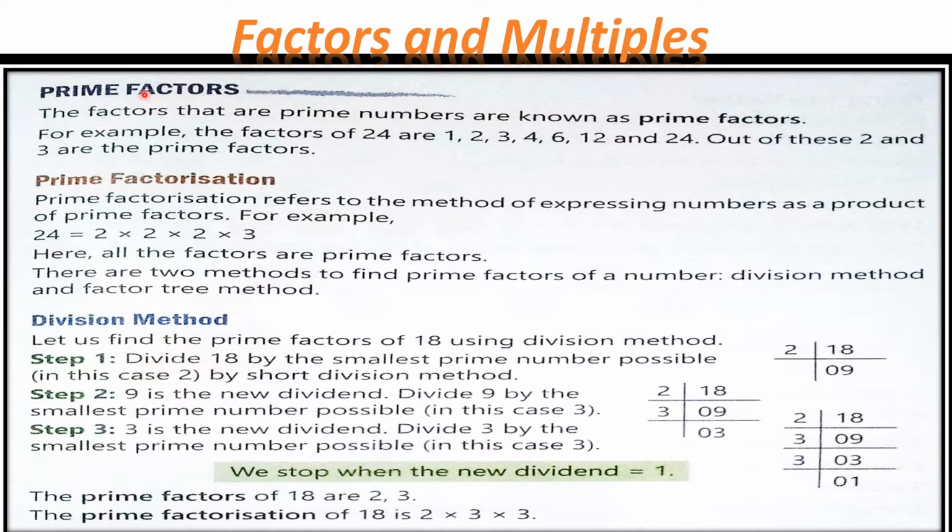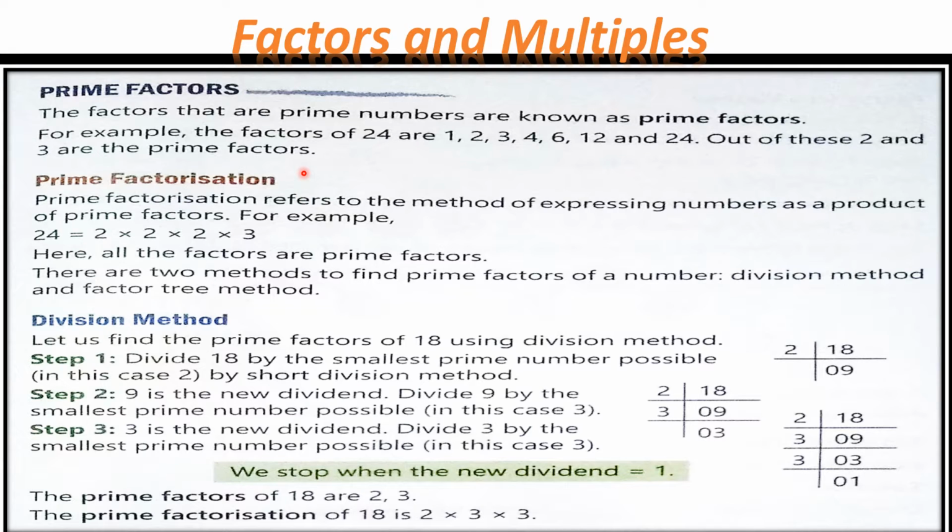Hello everyone, we are reading factors and multiples, and today we will learn about prime factors. As we have learned in the last class, what is a prime number and what is a composite number. Prime numbers are those numbers which have only two factors, that is 1 and the number itself. Okay, and it is not divisible by any number completely. Got it?